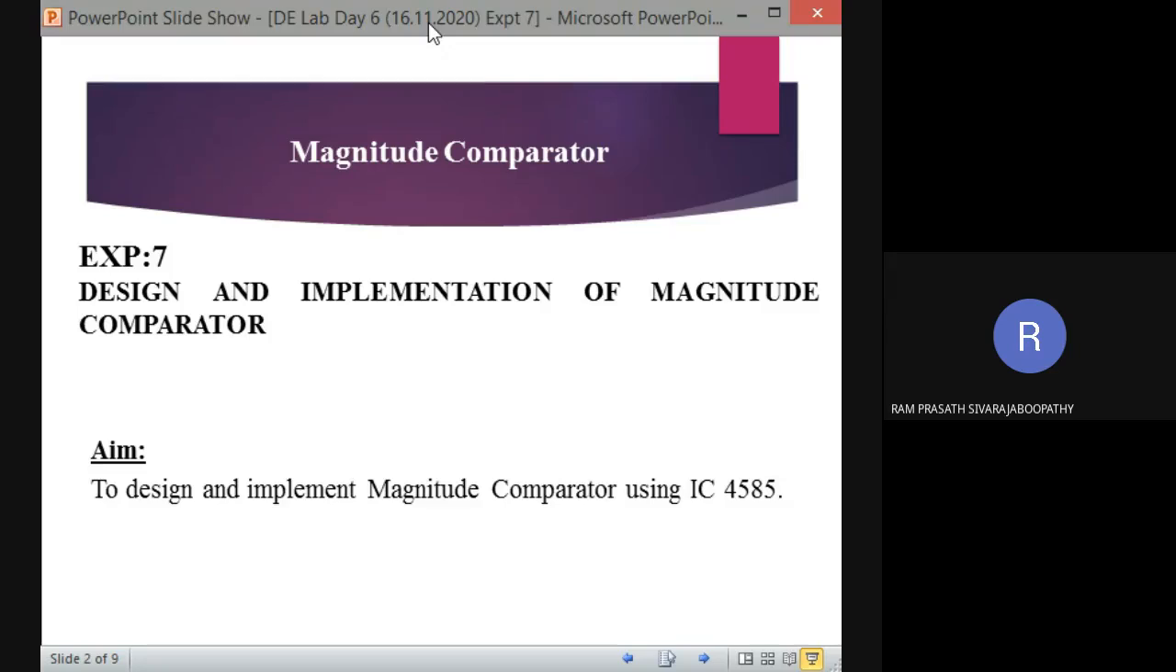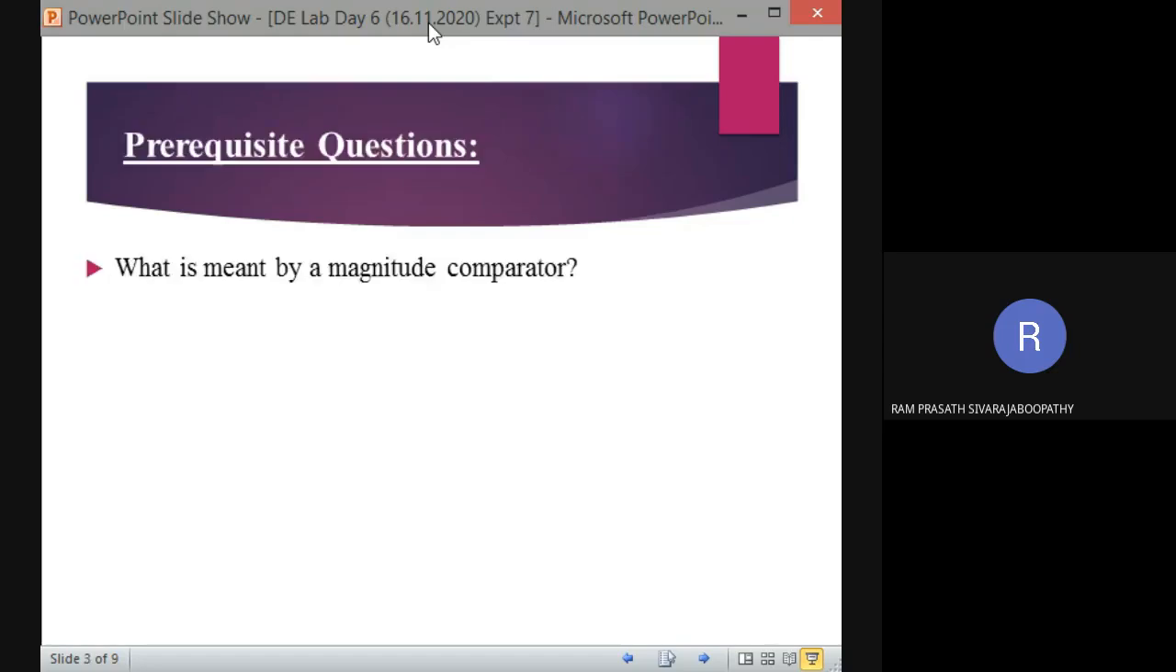You can also design 8-bit, 12-bit, 16-bit of any size using multiple 4585 ICs. This single IC, if you use, means you can design a 4-bit magnitude comparator. If you want to design an 8-bit magnitude comparator, you can go for cascading. So what is meant by magnitude comparator?